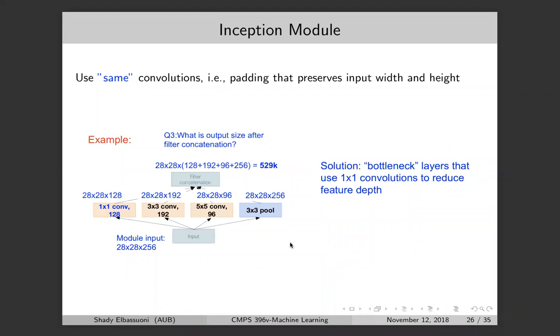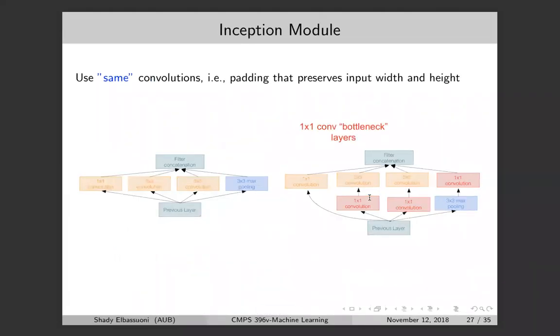So what are you going to do? You're going to use 1 by 1 convolutions to reduce feature depths. This is what they use in the GoogLeNet model, well, in the Inception model.